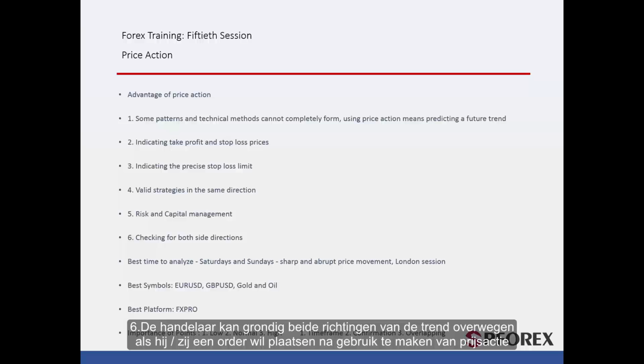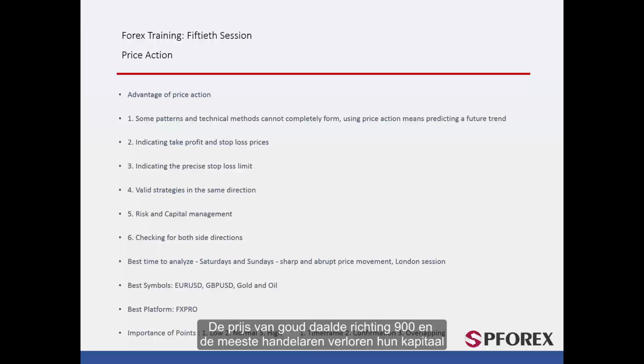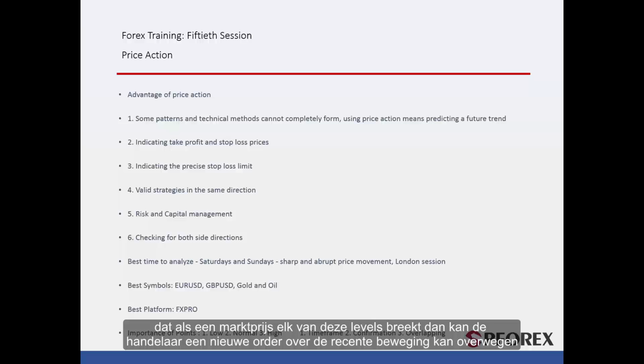And lastly, a trader may consider thoroughly both directions on the trend when he or she wants to place an order after utilizing price action. For example, some traders considered that the price of gold would increase towards 2000 after it had reached the 1300. However, they did not think over a further price decline. Price of gold decreases towards 900, and most of the traders lost their capital. A trader can determine some levels on both sides, that if a market price breaks each one of those levels, then the trader can consider a new order regarding recent movement.